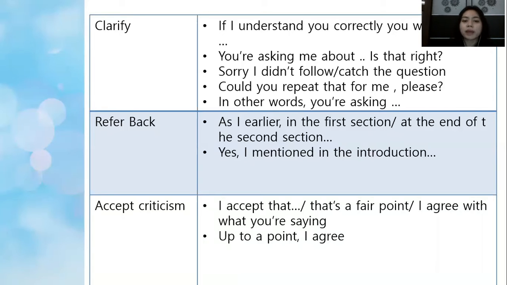And next is refer back. The expressions that you can use in refer back are, for example, as I said earlier in the first section, or at the end of this second section, and yes, I mentioned in the introduction. And next is accept criticism. The expressions that you can use in accept criticism are, for example, I accept that, or that's a fair point, or I agree with what you are saying. You can also say up to a point, I agree.